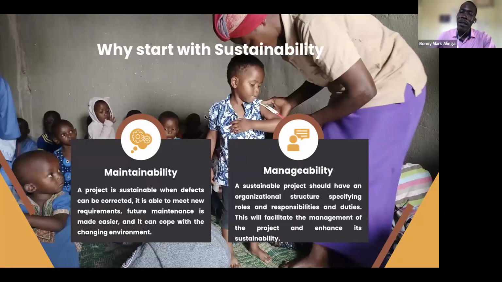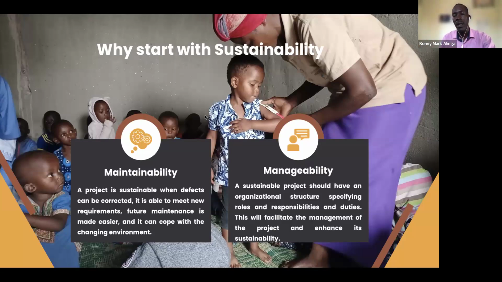Last but not least, is the project maintainable? So we're looking at the maintainability of the project itself. Now, a project is sustainable when the defects can be corrected. It is sustainable when it can meet the new requirements, if the future can be maintained, and if the scope can change with the prevailing circumstances or the changing environment. That's when we'll look at the maintainability of the project. So when we think of a project, we should look at the maintainability.